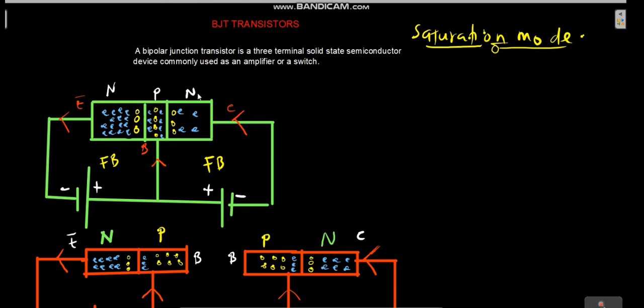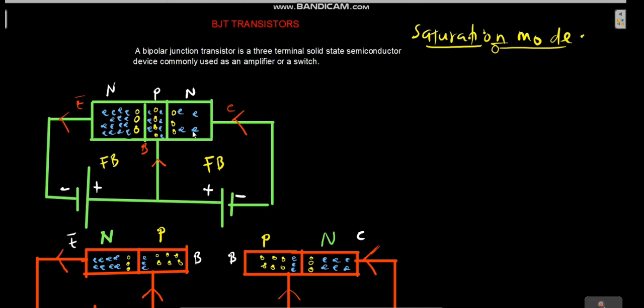This is because this is an NPN transistor, and this is the N type material, connected to the negative terminal. And this side is also N type material, and it is also connected to the negative terminal. So this side is forward biased, and this side is also forward biased. Therefore the emitter-base junction is forward biased, and the collector-base junction is also forward biased.